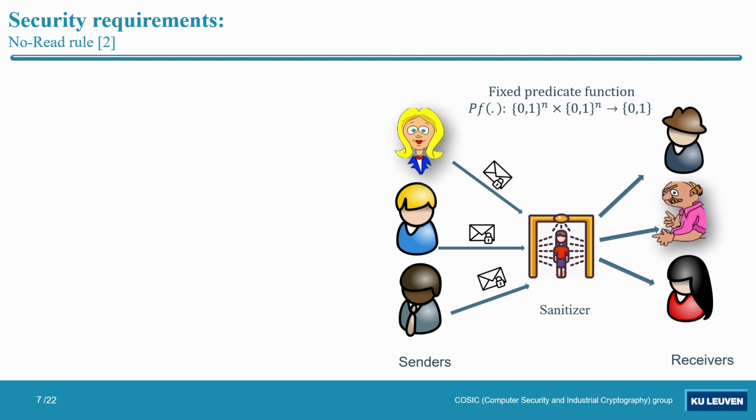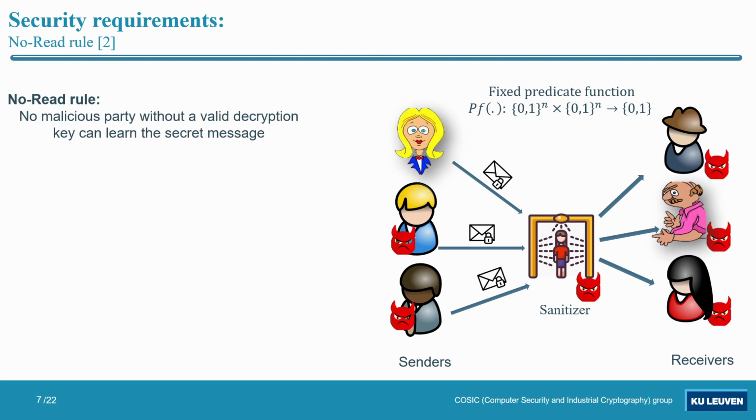In the no read rule, the parties and users, except the data owner, are trying to learn about the information. Otherwise, if they are not authorized users in the system, they are trying to find some meaningful information from the ciphertext.